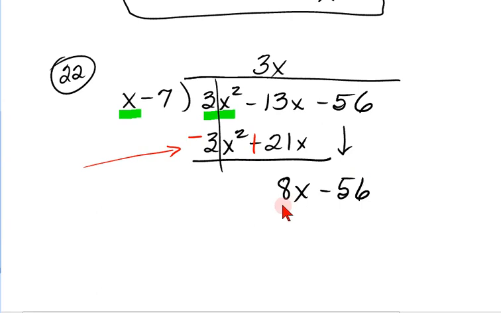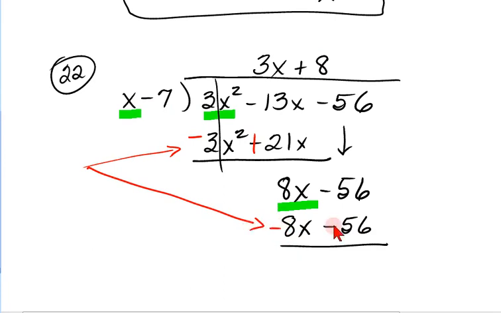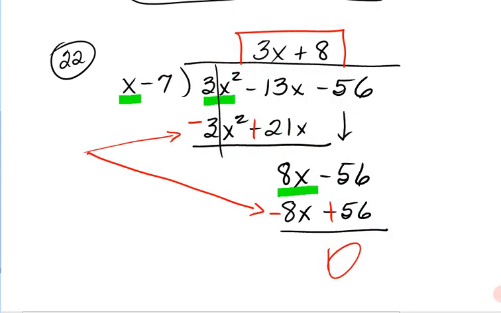And I start my little question over. What would I have to multiply x by to turn it into 8x? 8, so put a plus 8 at the top. 8 times x is 8x. 8 times negative 7 is negative 56. Time to change the signs. That becomes minus, that becomes plus. I have a 0 remainder. The answer choice that will be right would be 3x plus 8. Could you check it if you wanted to? Yes. Multiply using FOIL, 3x plus 8 times x minus 7.